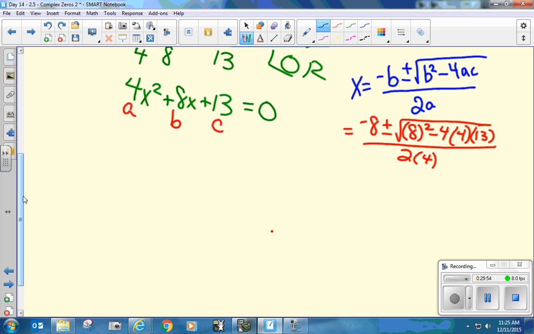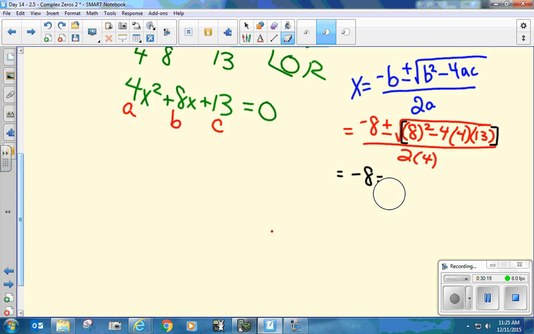In your calculator, tell me what you get. Forget the square root. Just put in 8 squared minus 4 times 4 times 13. All right, what do you get?